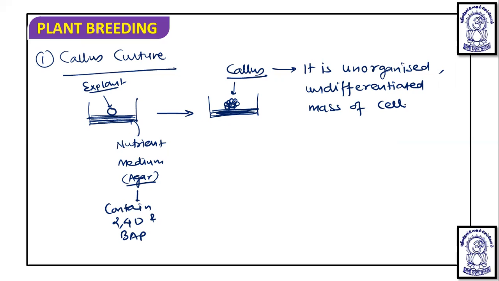Now, with the passage of time, when the callus is formed, the cell or tissue dry matter increases, and the level of nutrient decreases. So this will happen in the callus culture. How this nutrient level is maintained, we will discuss in the class. This is the callus culture.